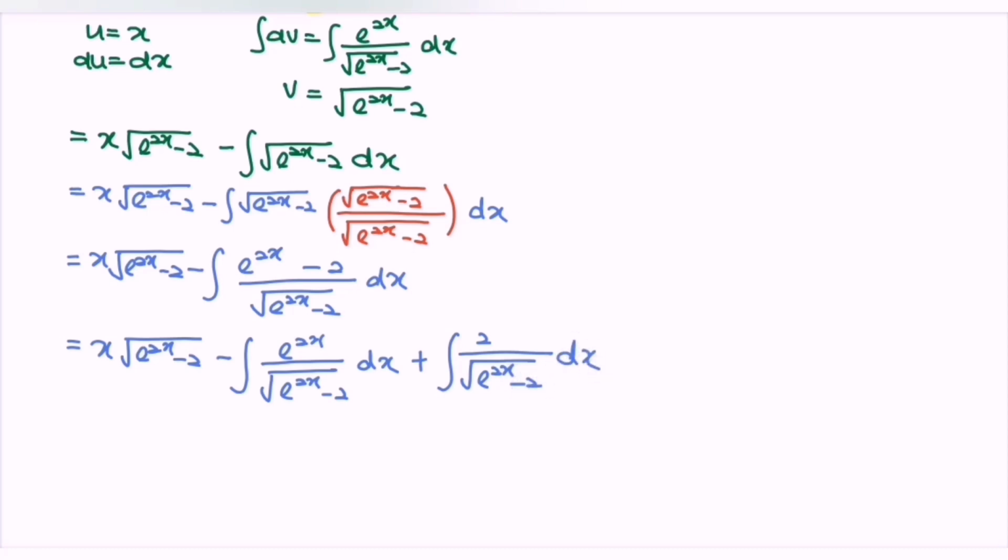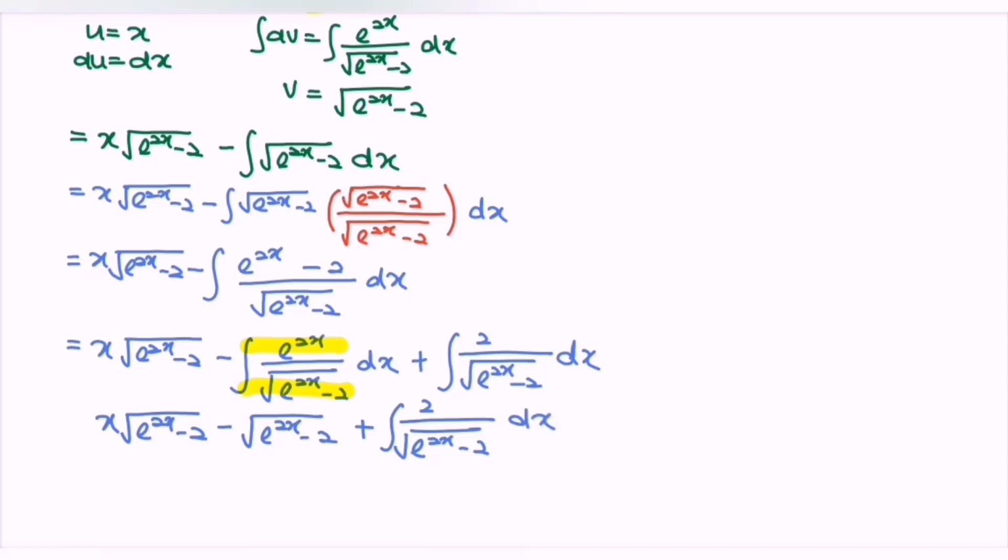So continue, refer to this part. So try to imagine the situation. Here we refer to part A. So if we integrate, we will have x multiplied with the square root of e^(2x) minus 2, minus the square root of e^(2x) minus 2, plus the integral of 2 over square root of e^(2x) minus 2.